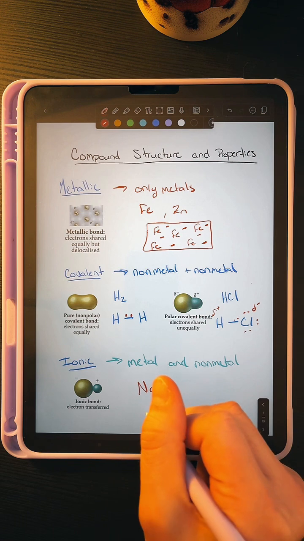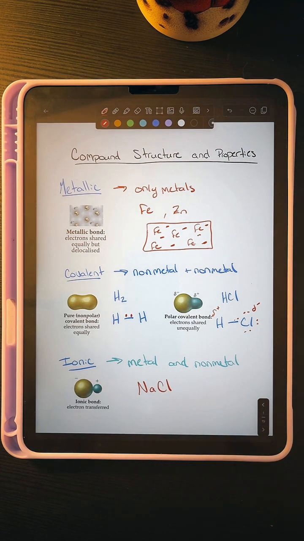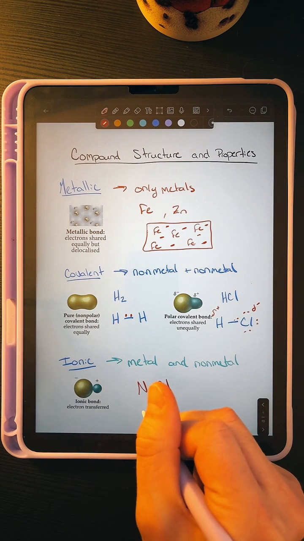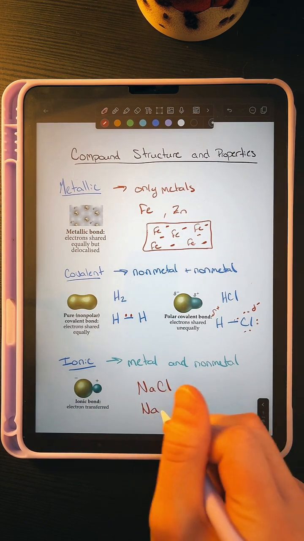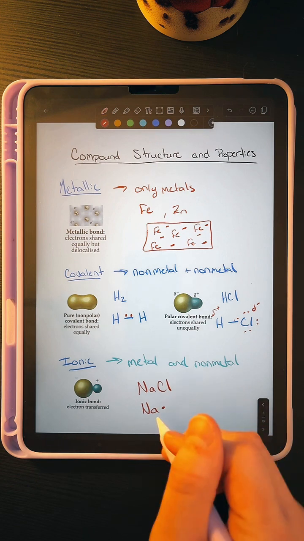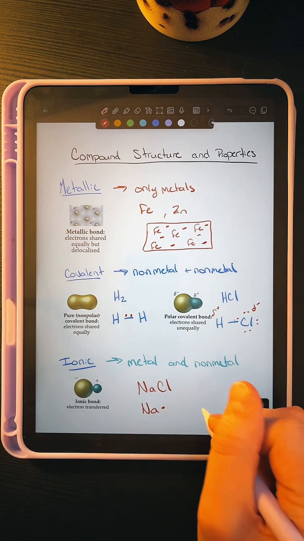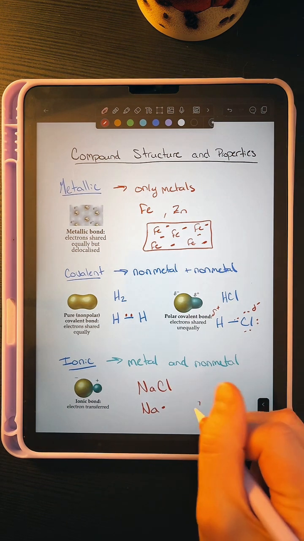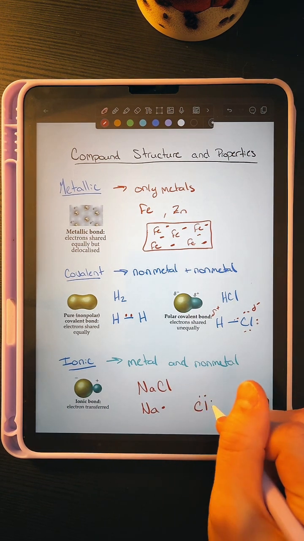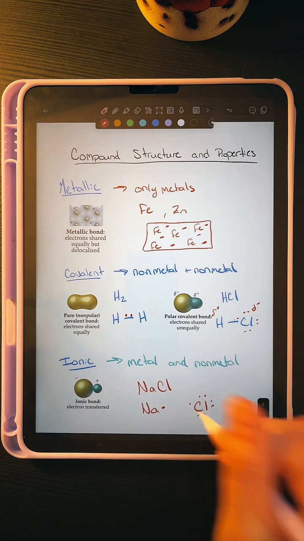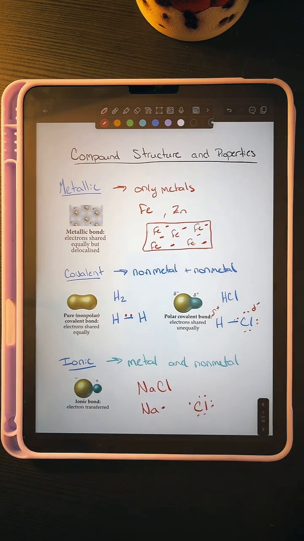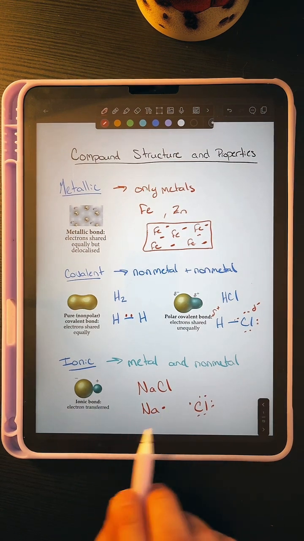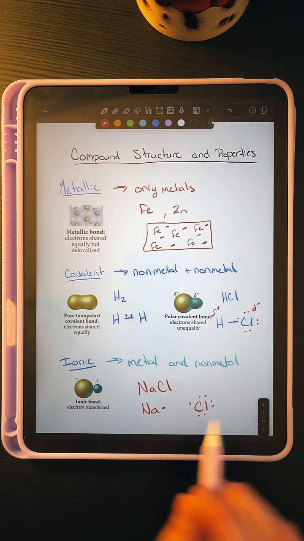Now, sodium. Metals love to lose electrons and nonmetals love to gain electrons. If we were to look, and we'll go over what all of this means in a moment, sodium has one valence electron, or one electron in its outermost shell. Chlorine has 7 valence electrons, or 7 electrons in its outermost shell. Metals will lose their electrons and nonmetals will gain.